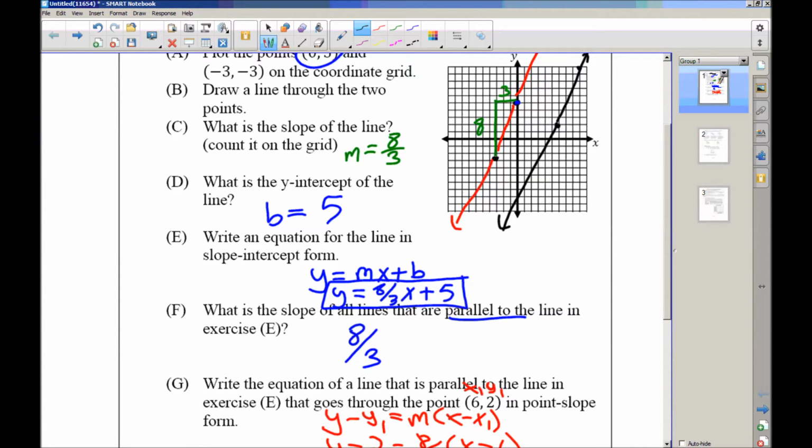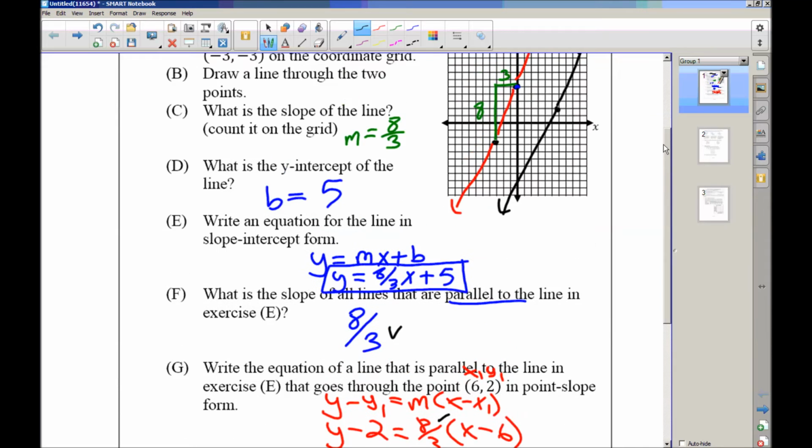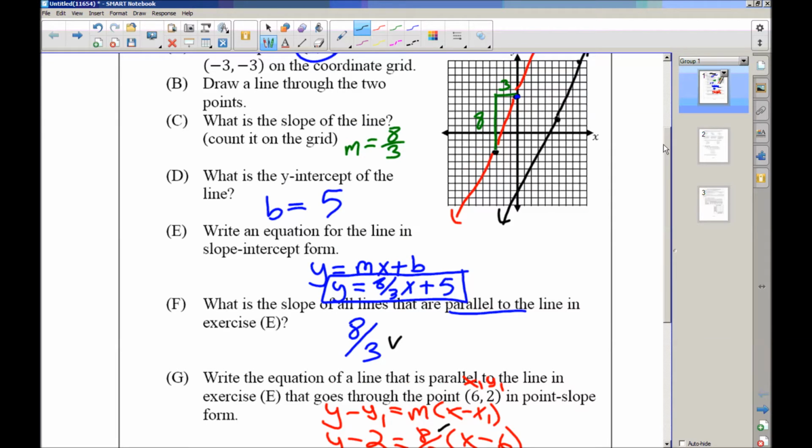And you can notice, even with my kind of crooked lines here, it looks parallel. Okay, so 2 lines are parallel if they have the same slope, both have the slope of 8/3, and different y-intercepts. Okay, one of these y-intercepts was at 5, and the other one is way down the grid here.